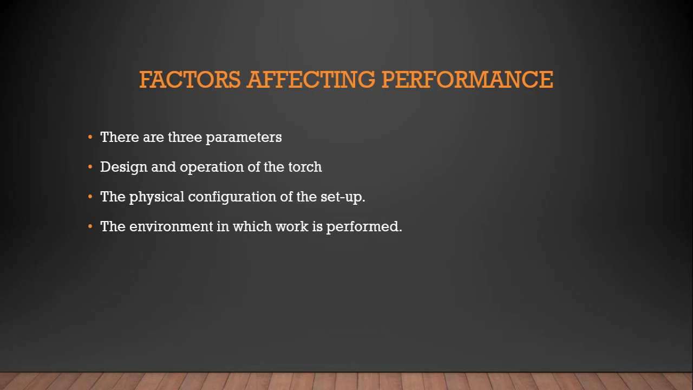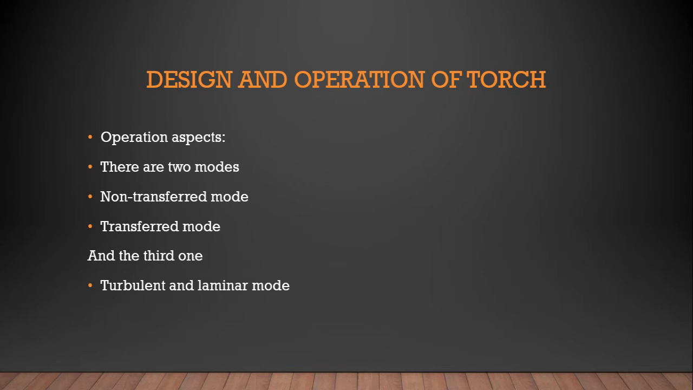Next, factors affecting the performance of plasma arc machining. There are different parameters which affect the performance: the design and operation of the torch, the physical configuration of the setup, and the environment in which work is performed. Now, design and operation of the torch. In the operation aspect, there are two modes, non-transferred mode and transferred mode. And the third one, which is the exception, is turbulent and laminar mode.